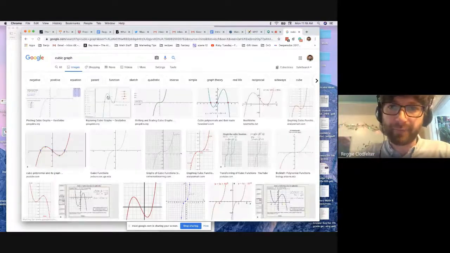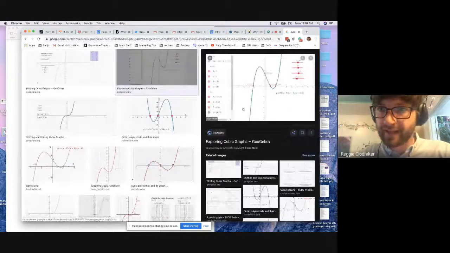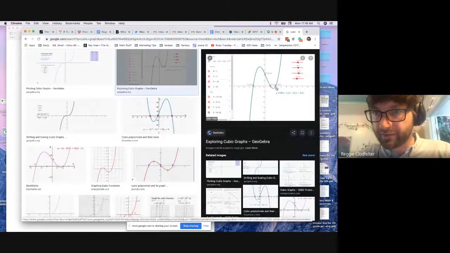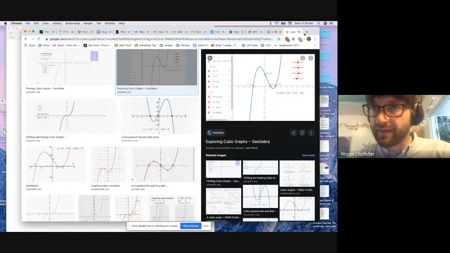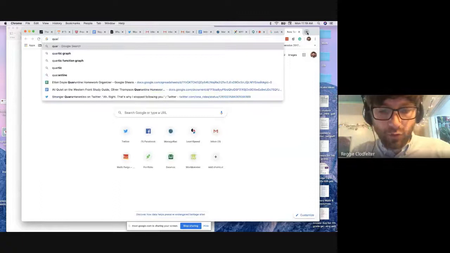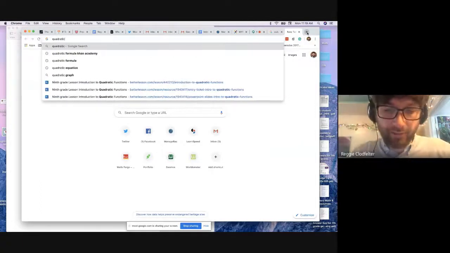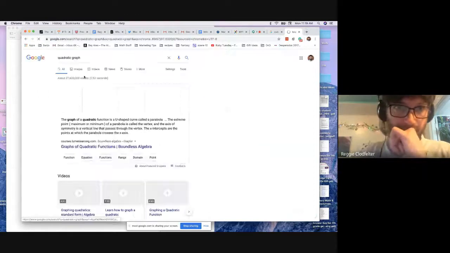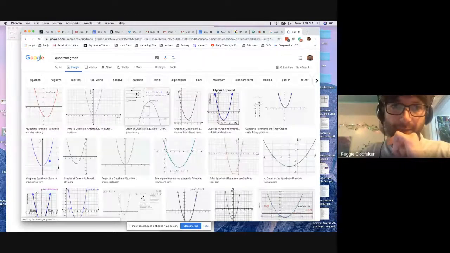So a cubic graph basically looks like this. It's like one parabola connected to another parabola. They make this sort of S shape, okay? And then a quadratic will make a parabola. Let's show you. Quadratic graph. So this is a parabola.